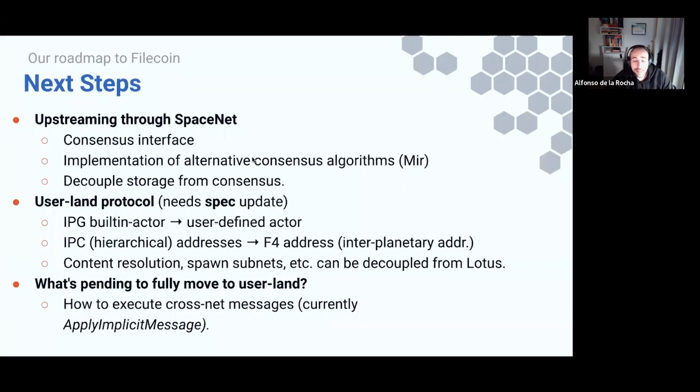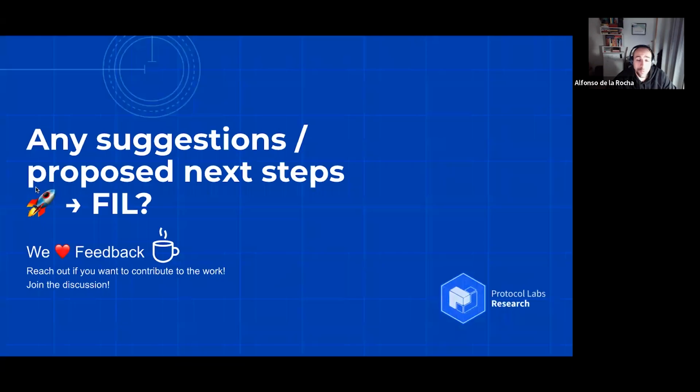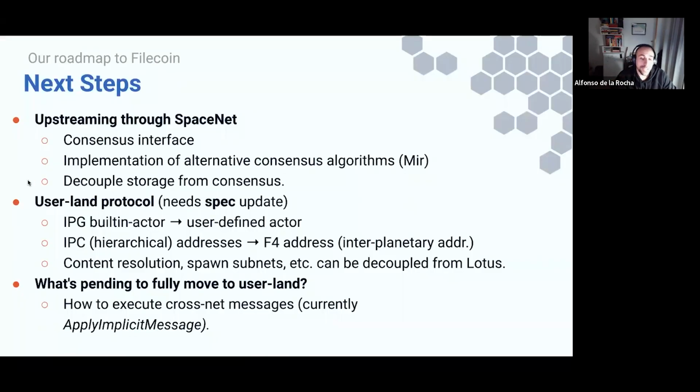Our focus right now is to build this testnet, and we want to upstream some of the changes that we are making into Lotus if possible. We're going to start running this SpaceNet, this long-running testnet, by the end of November. It won't have support for subnets, so we will only be running a Filecoin testnet with FVM and a new consensus algorithm, the Mir consensus algorithm.